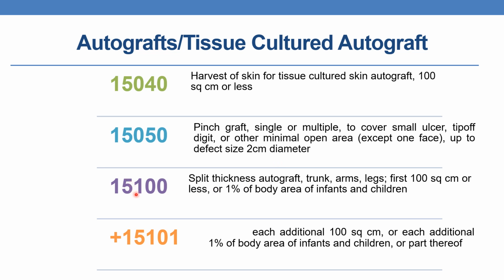The next is 15100, split thickness autograft, trunk, arms, legs, first 100 square centimeters or less, or 1% of the body area of infants and children. The next is an add-on code, plus 15101, that must be used in conjunction with 15100 for each additional 100 square centimeters or each additional 1% of body area of infants and children or part thereof.